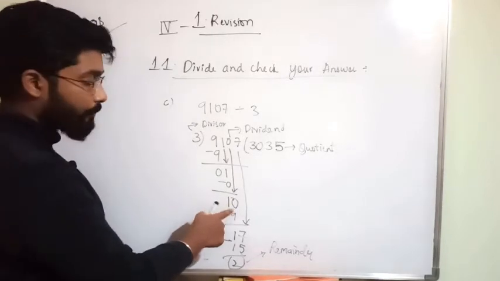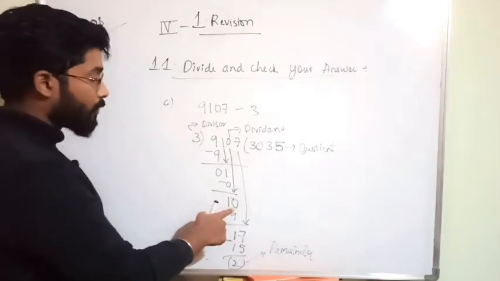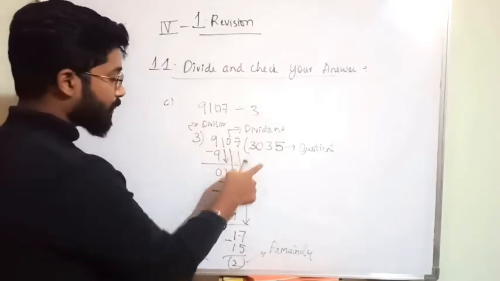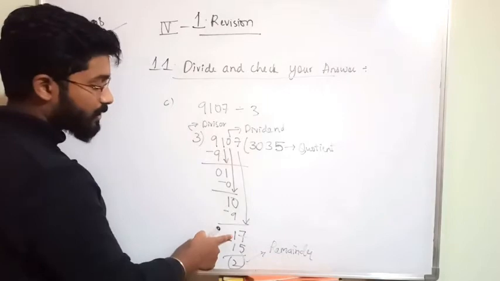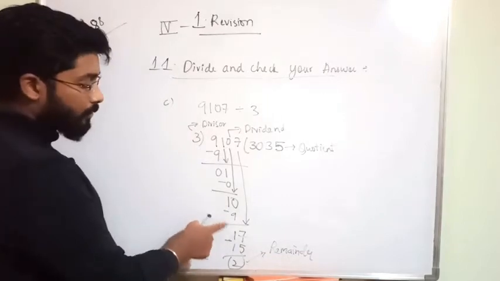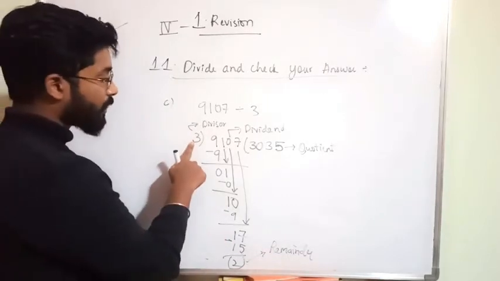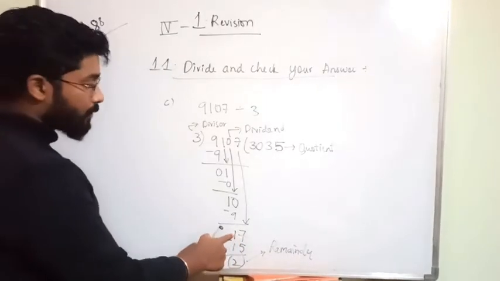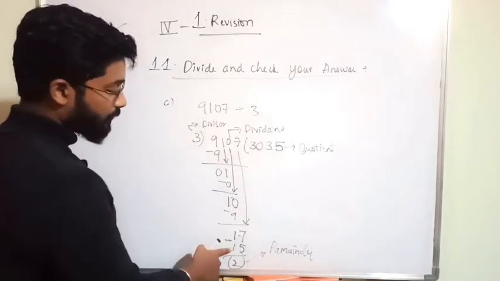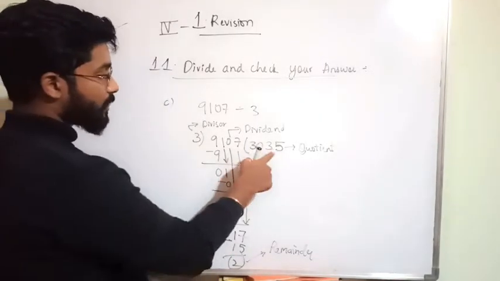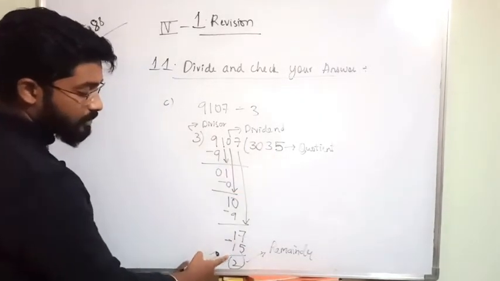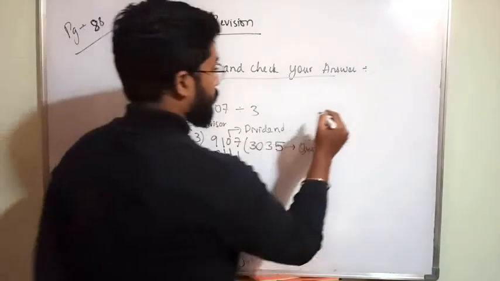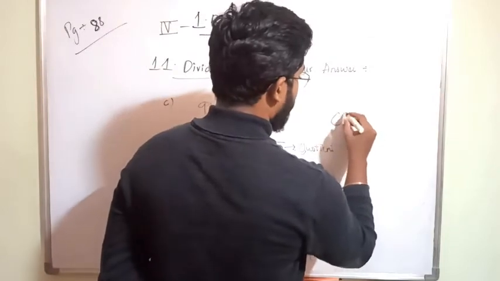What is that? 0. Then it will become 10. In the 3 table will you get 10? No, but you will get 9. 3 3s are 9. 10 minus 9 is 1. Again bring down the next digit. You brought down 7. This will become 17. 3 5s are 15. 17 minus 15 is 2. This is the remainder. How to check? Let us check whether this is correct or not.